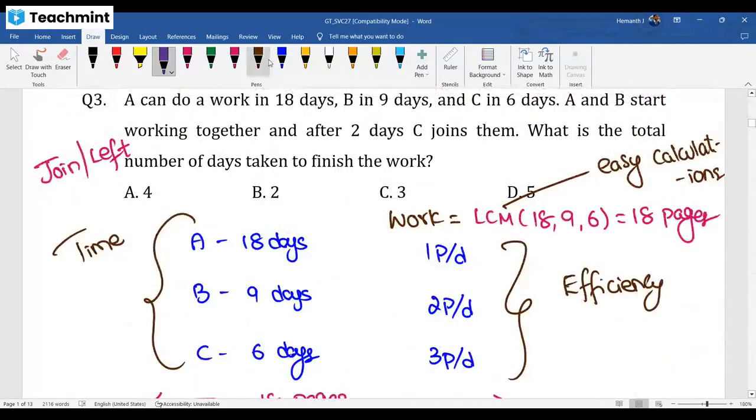What is the total number of days? They are asking for the total number of days, so the answer should be 4.